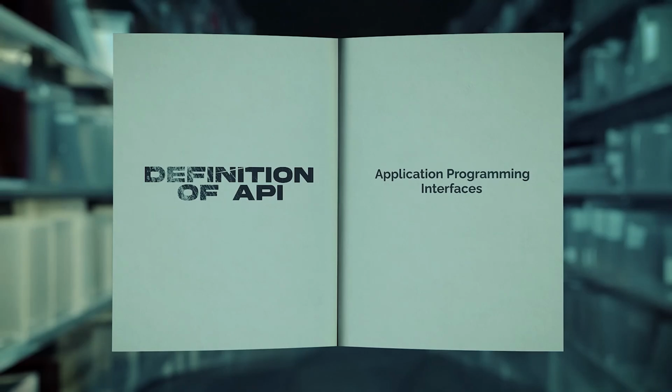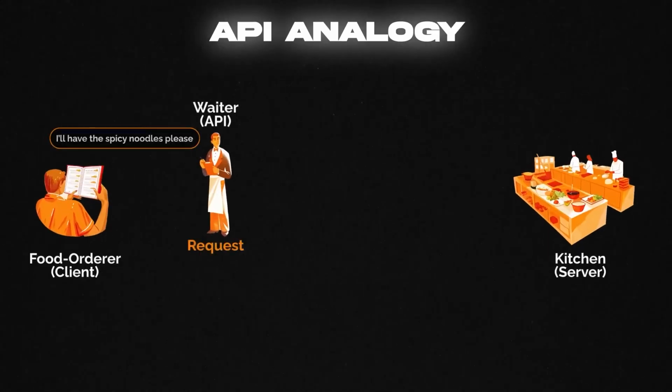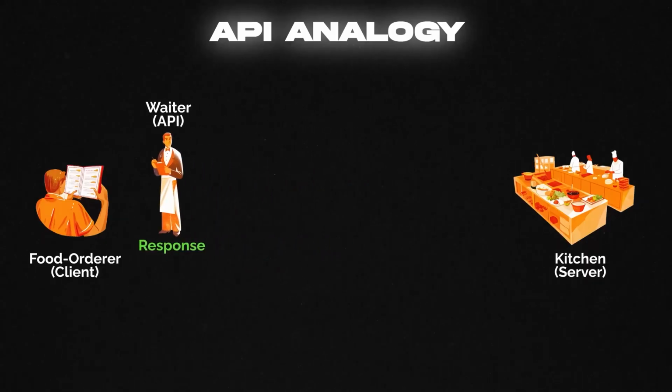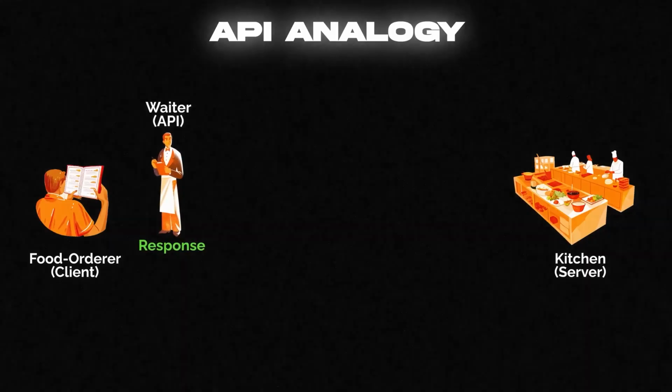So you can think of APIs like waiters in a restaurant. Basically, they're going to take your order or your request to the kitchen, which are the servers of the business, and then they bring back your food, which is the response. So you have request and response, and you have you as the client and them as the server.